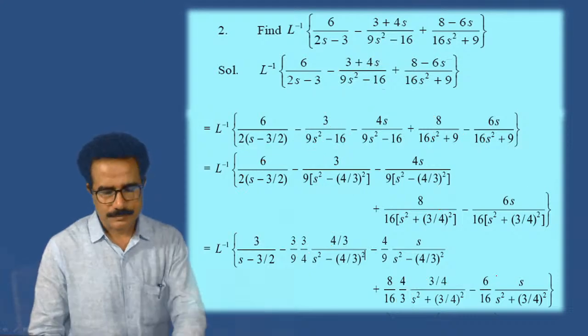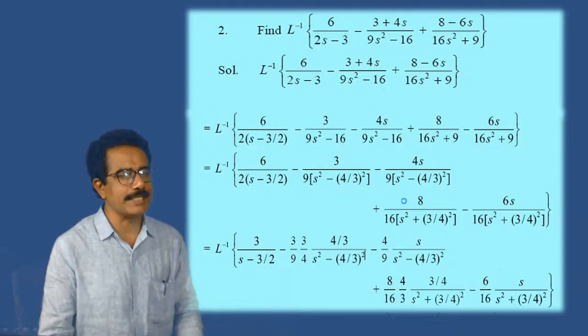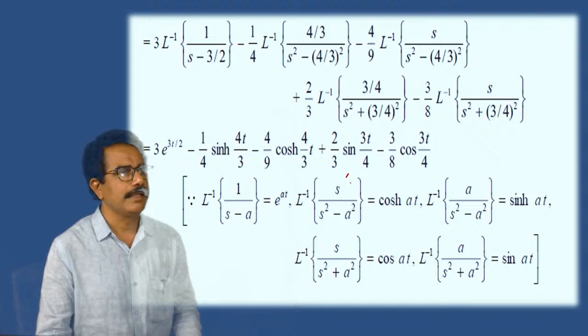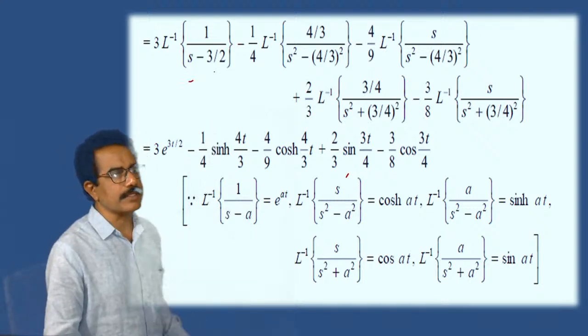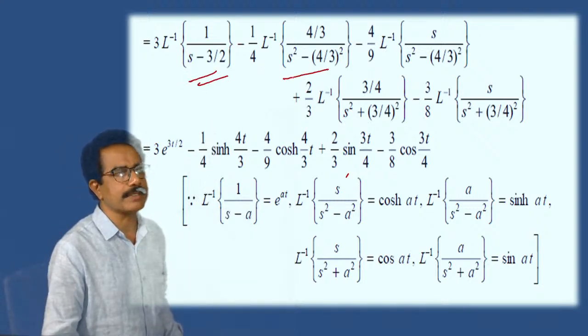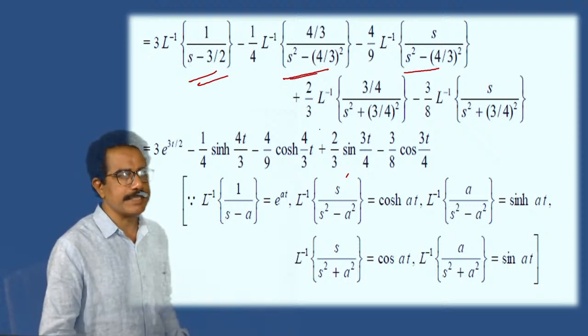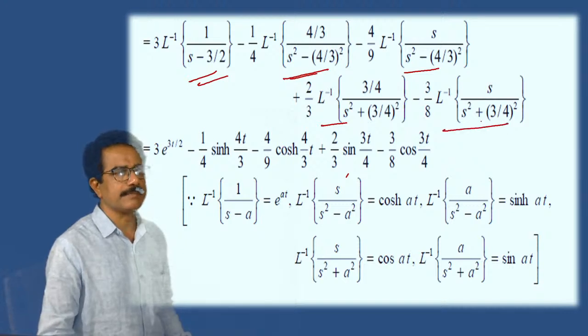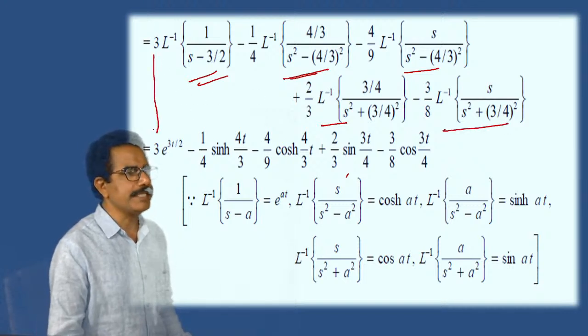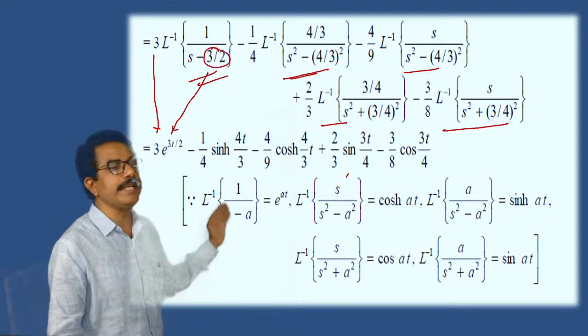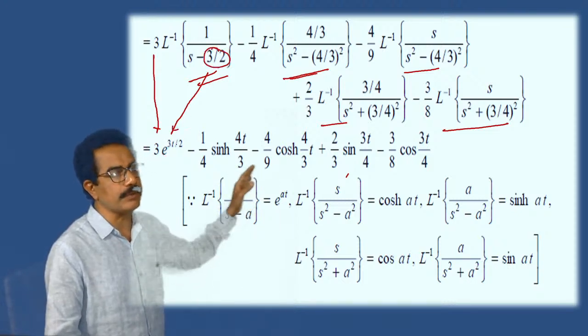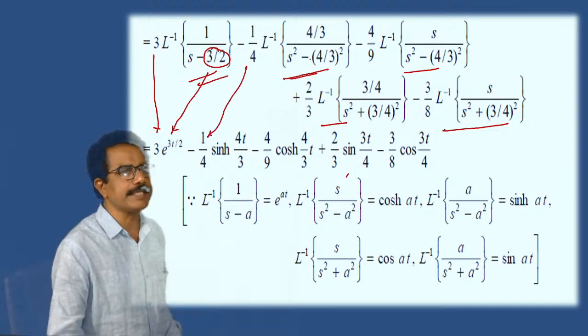Now you can use the formula for this. So 3 into L inverse of this minus 1 by 4 L inverse of this minus 4 by 9 L inverse of this. In this way we will get the result. So 3 as it is, L inverse of 1 upon s minus a, where a is 3 by 2, is e raised to at, means e raised to 3 by 2 t, minus 1 by 4 as it is.